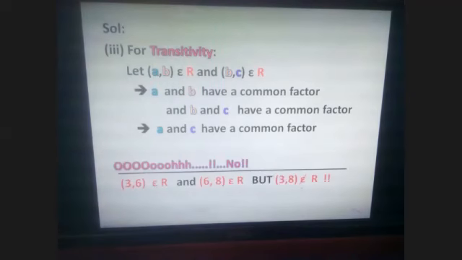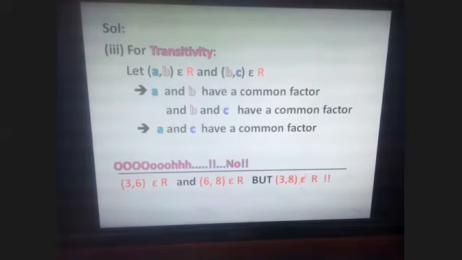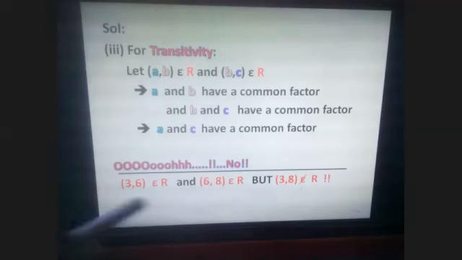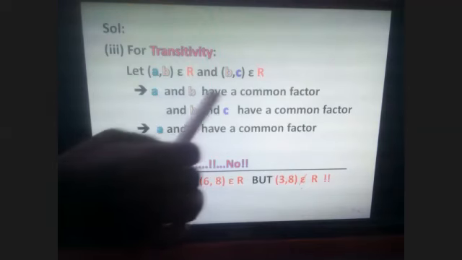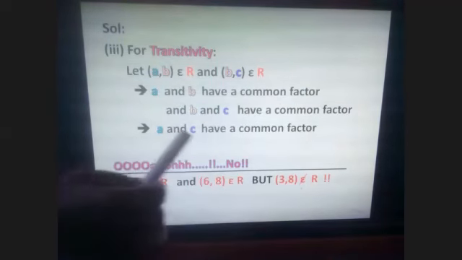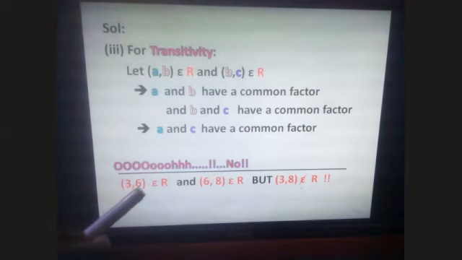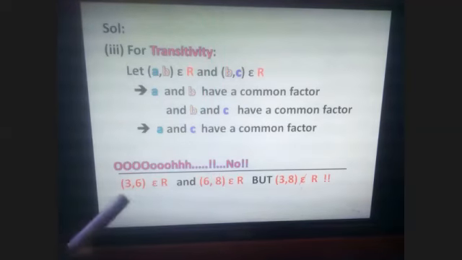Be careful. Look at this. 3 and 6 have a common factor. 6 and 8 have a common factor. Do we have a common factor for 3 and 8? Well, what I said and you agreed is that if a and b have a common factor and b and c have a common factor, then a and c have a common factor. You agreed, but is it true? 3 and 6 have a common factor. 6 and 8 have a common factor. Do you get 3 and 8?